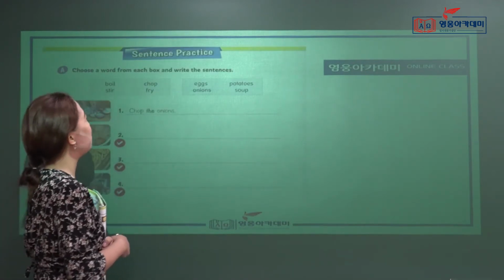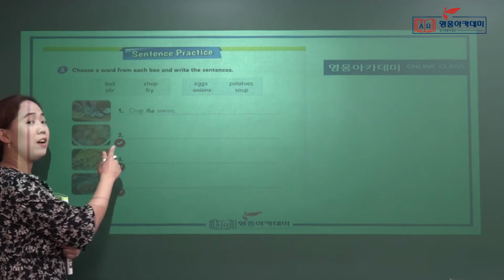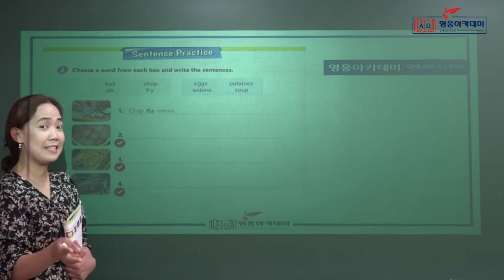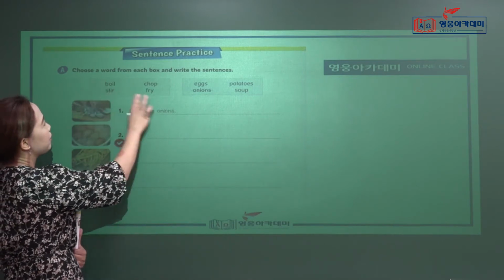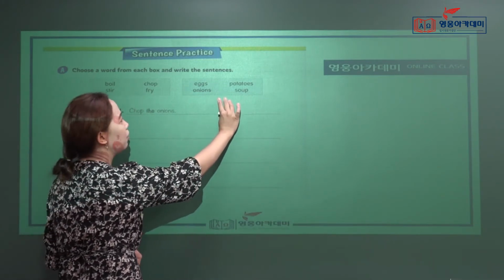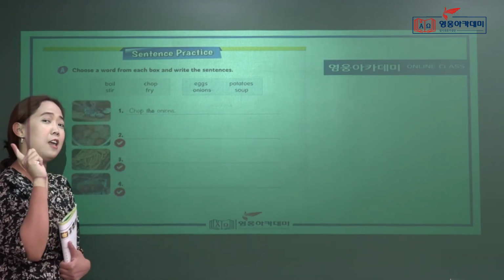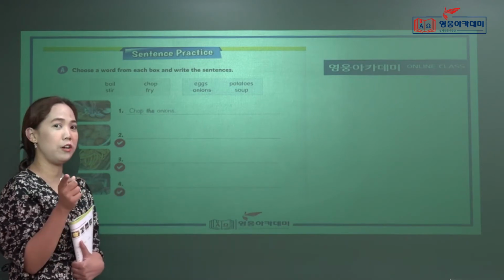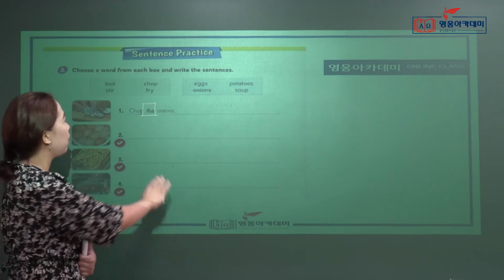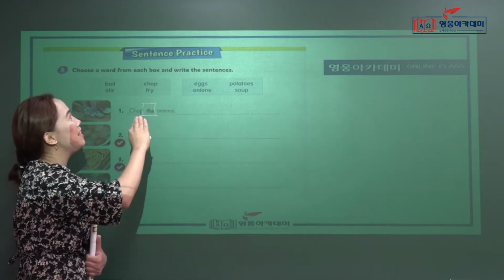Now let's go to sentence practice, all right? Let's answer these exercises. Now what is the instruction? Choose a word from each box and write the sentences. If you notice, guys, the words here in the first box are all verbs. They are all action words. And in here, they are all nouns. Okay, so you're going to mix these sentences, but here is the thing. You have to add what article? Yes, you have to write the article the. If you just write here like chop onions, your sentence will be wrong. Okay, that's why this is your sentence practice.